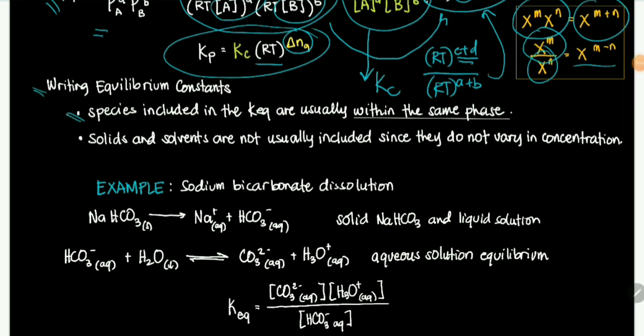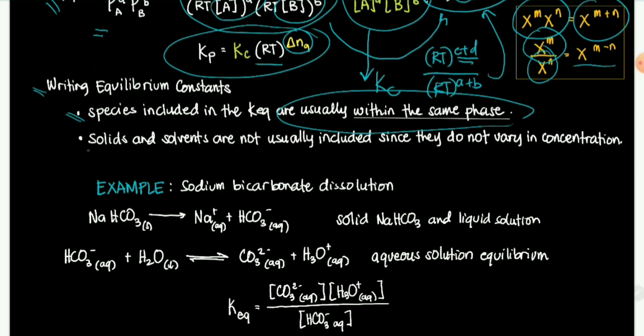So, first, the species that are included in the equilibrium constant are those usually within the same phase. For example, for gases, only what is inside the container and what interacts within that system is included in our equilibrium constant. But if there are inert gases that do not participate in the reaction, we do not include them in the Keq.